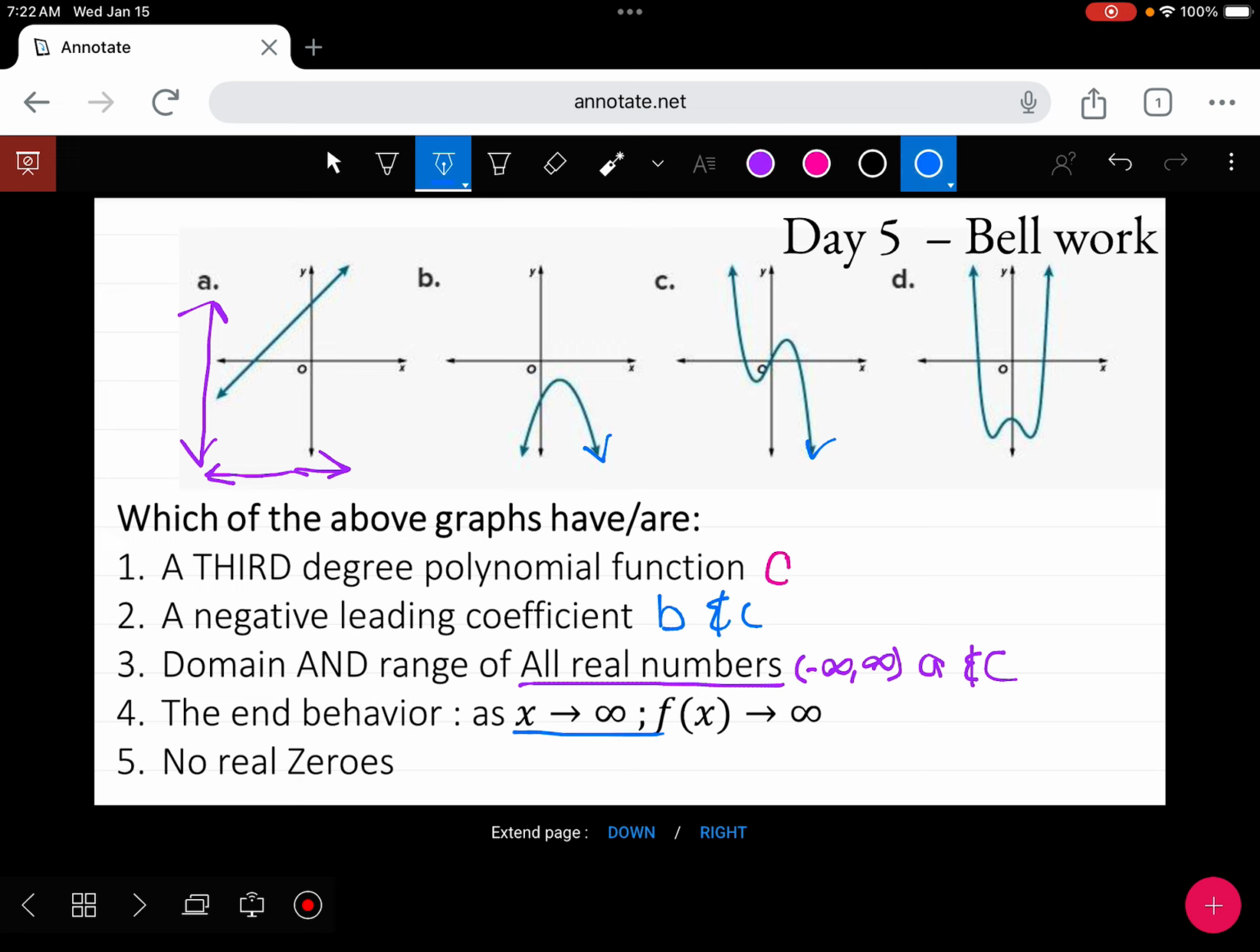Which graphs have this end behavior? As x approaches infinity, f of x, or y, approaches infinity. D. Because this is talking about our right arrow. This piece says up. So the right arrows that go up be those two, A and D.